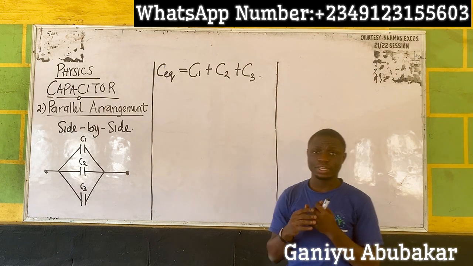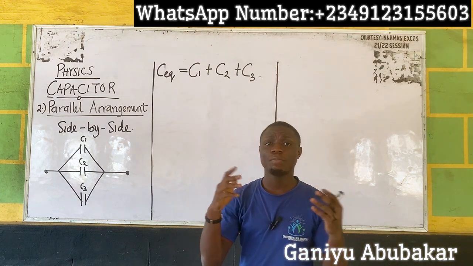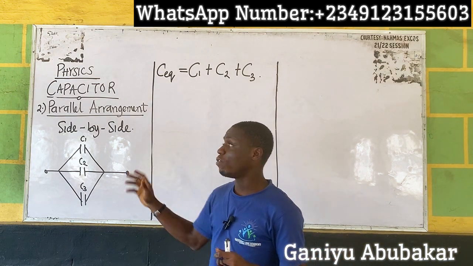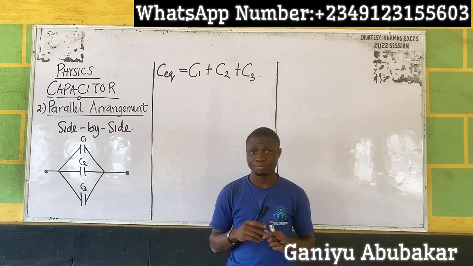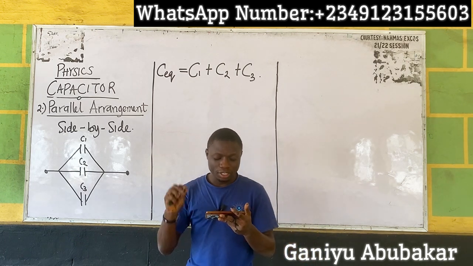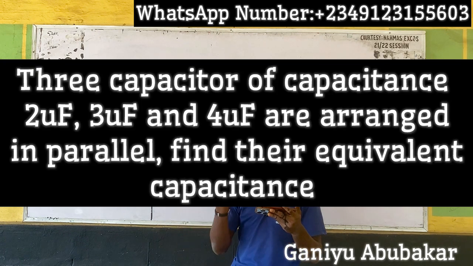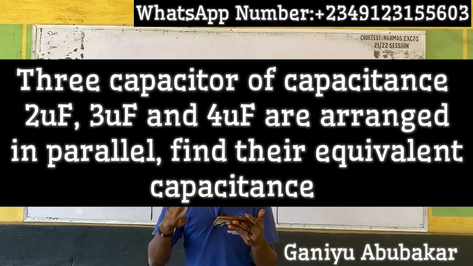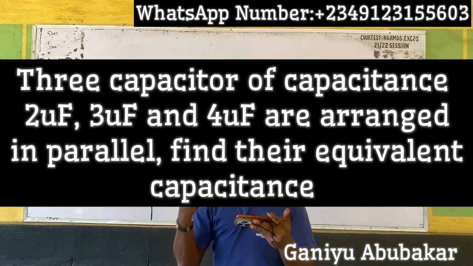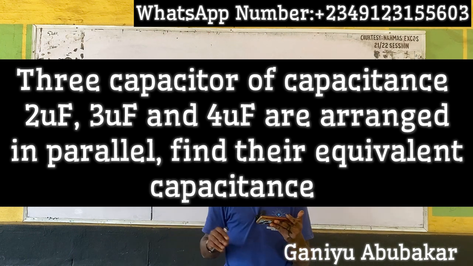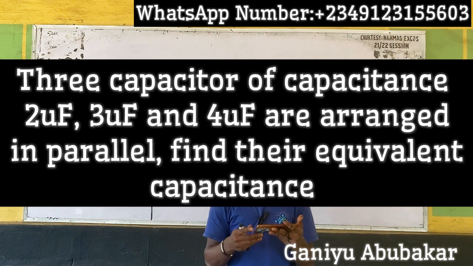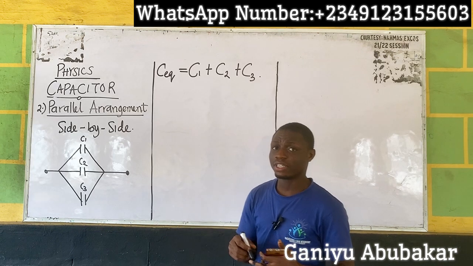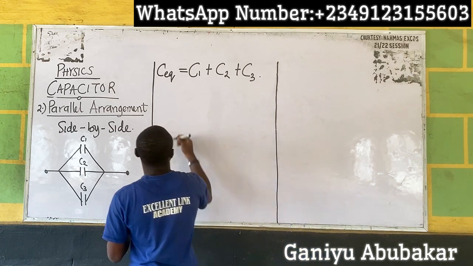Let's take an example on this and see how we can possibly solve problems involving parallel arrangement of capacitors. Example: 3 capacitors of capacitance 2 microfarad, 3 microfarad and 4 microfarad are arranged in parallel. Find their equivalent capacitance. So let's get it done, please.